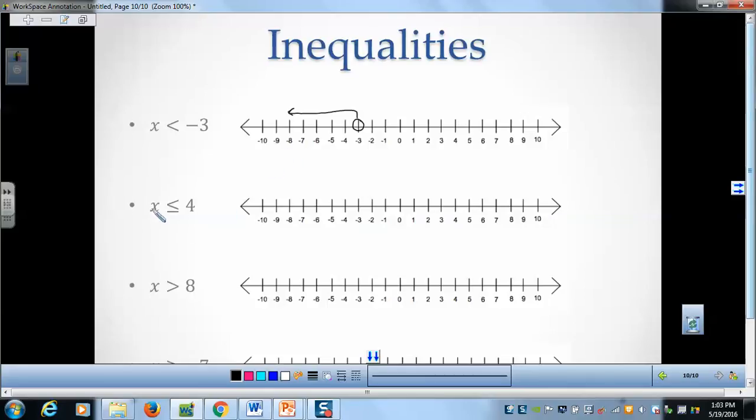If I look at my next example, x is less than or equal to 4. It's less than or equal to 4, so I'm going to have a solid dot on 4, which means we're going to include that. 4 would make it true. And then all the numbers less than or equal to 4 would be to the left once again, so I'm just going to draw my arrow. All right, so any number over here.